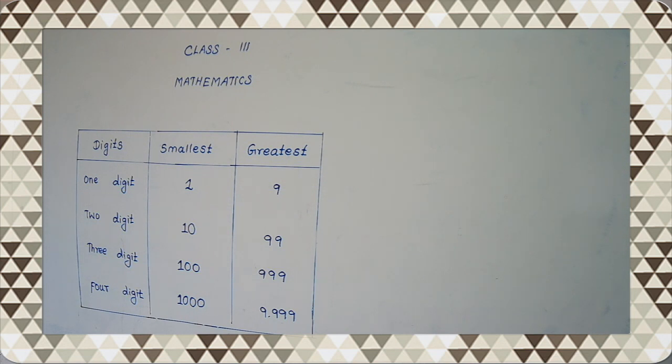One, two, three, four, five rows and 3 columns we need. First of all, you draw the columns, boxes. Next you start to write digits, smallest and greatest. Okay. First one digit, 2 digit, 3 digit, then 4 digit.